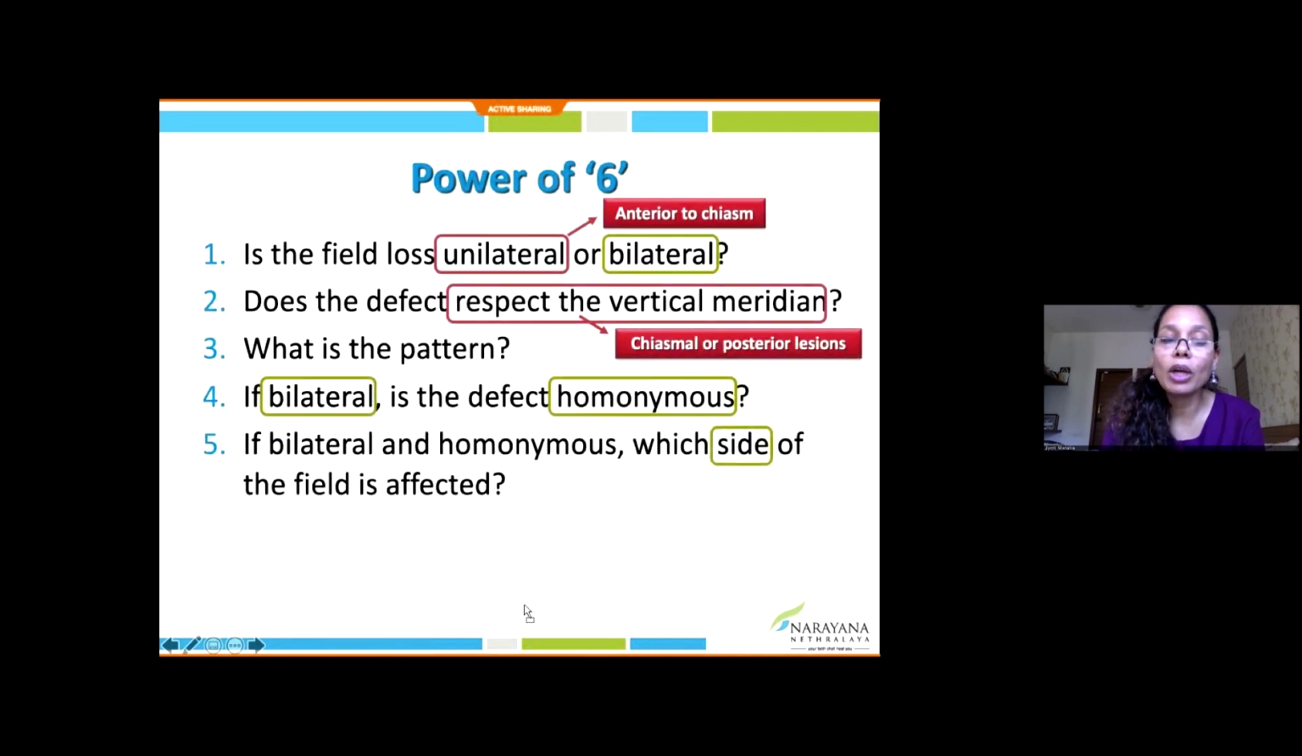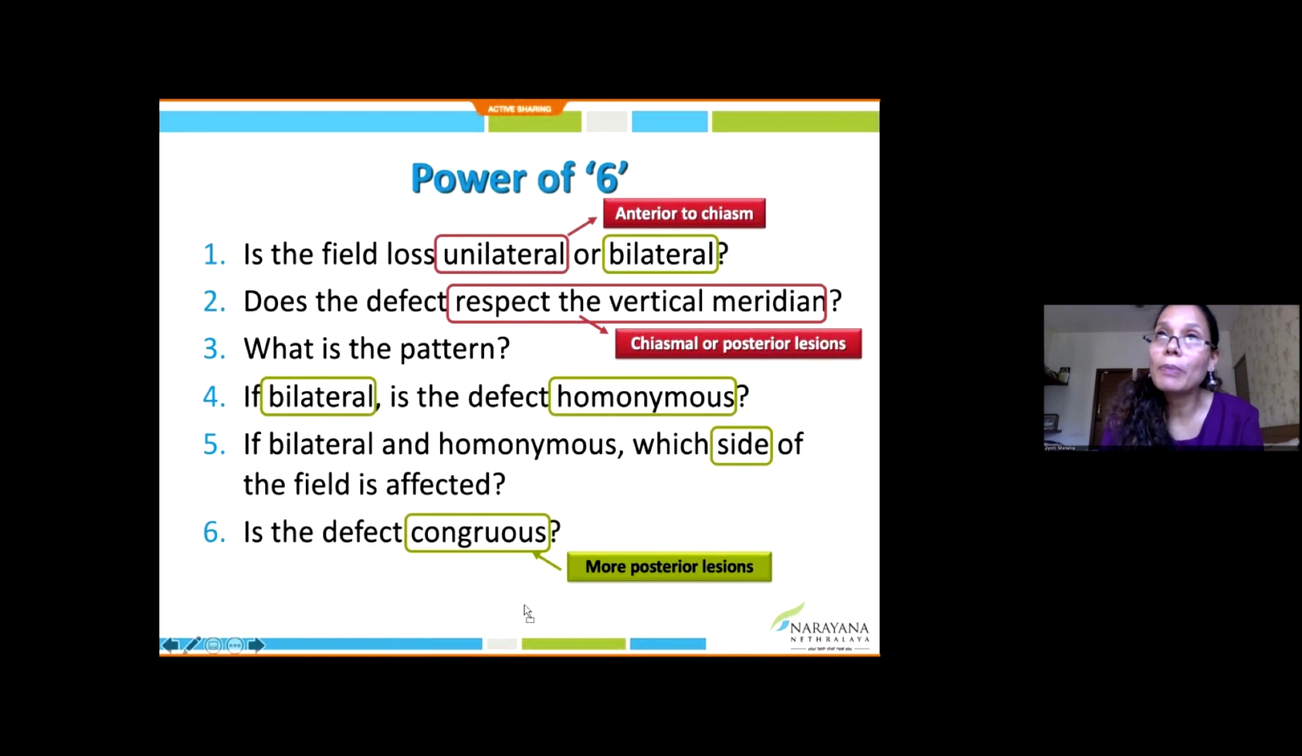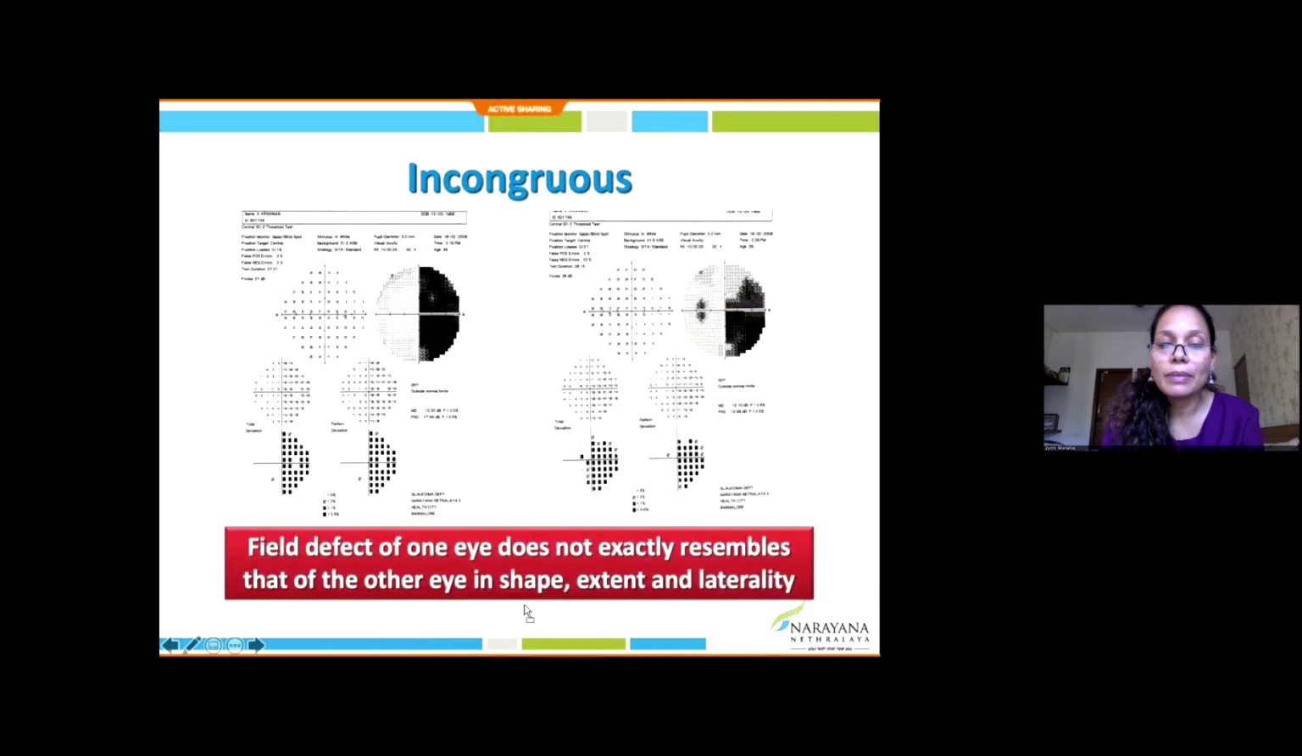So one important question that we need to finally ask is the defect congruous? Because the more congruous it is, the more posterior the lesion it is, we are looking at the occipital lobe. So what do you mean by congruous? Let's first see what is incongruous. The defect of one eye does not exactly resemble that of the other eye in shape, extent, and laterality, as you can see here.